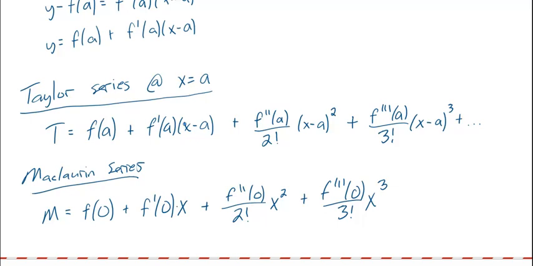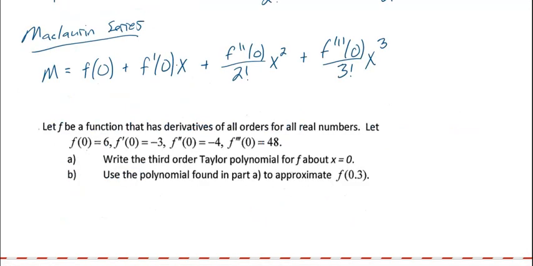So let's do an example that's similar to what you might be tested on. Here's our question. It says, let f be the function that has derivatives of all orders for all real numbers, blah, blah, blah. Then f of 0 is 6, f prime of 0 is negative 3, f double prime is negative 4. Notice these are all these values here. And then f triple prime is 48. So that's this here.